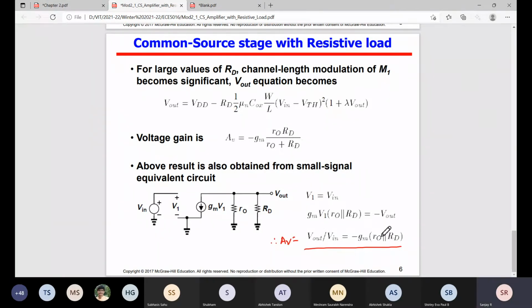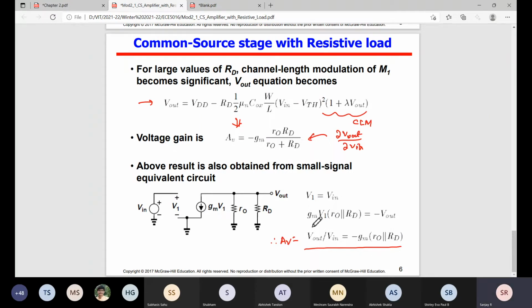Is it fine? Similarly, we can derive this expression from the large signal equation also. You can try on your own. Take Vout, add 1 plus lambda Vout for the channel length modulation effect, then find dVout divided by dVin. We can find this expression from the large signal equation, and from the same expression we can find the small signal equation. So now you can understand how the small signal equivalent is helpful to find the gain, because everything is in terms of small signal parameters.